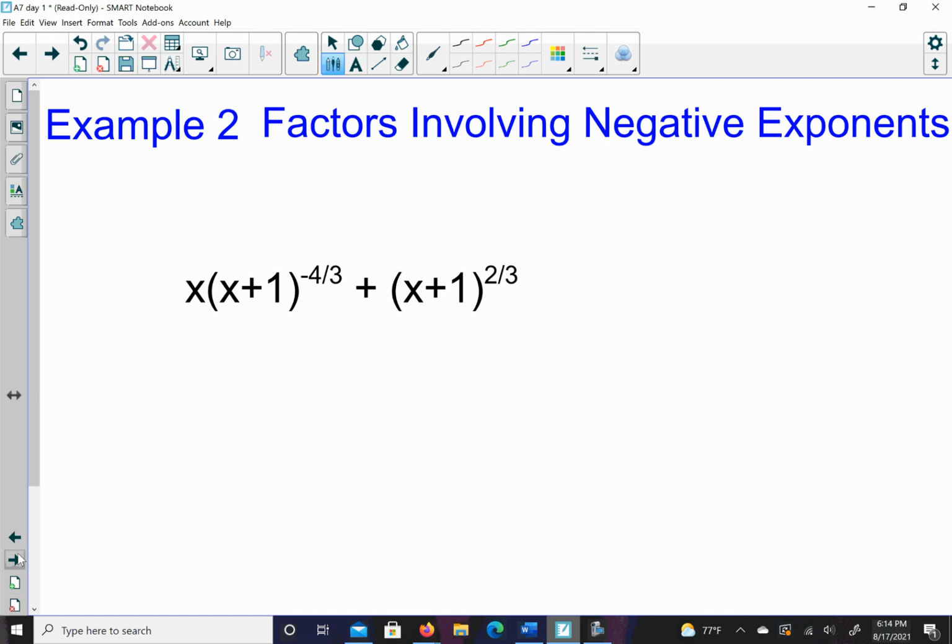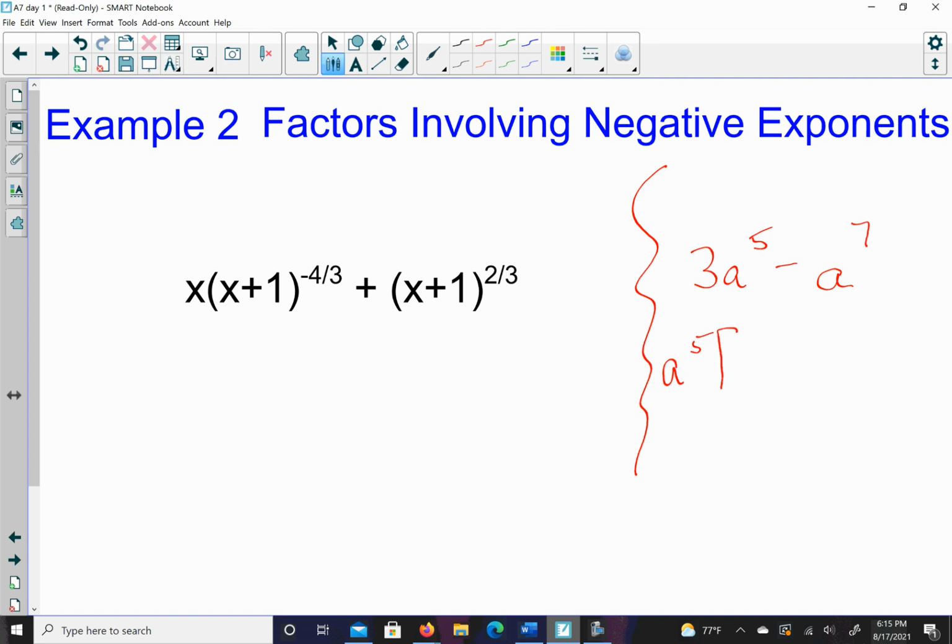Next thing is talking about factors involving negative exponents. If I am factoring this, I have two terms and I want to factor out the greatest common factor. Well, this looks very confusing, but if I had something like 3a to the 5th minus, let's say just a to the 7th, and I asked you to factor out the greatest common factor, you would look at the 3 and the 1, nothing in common, so you're not going to factor out a number. And then a to the 5th and a to the 7th, the lowest power between those two would be 5, so I'm going to factor out a to the 5th.